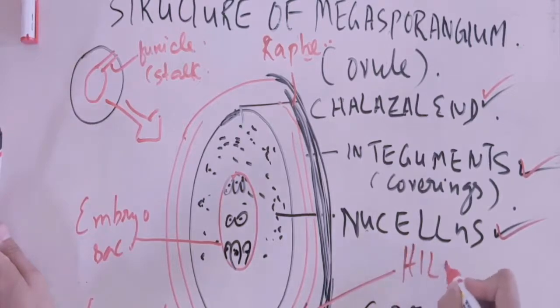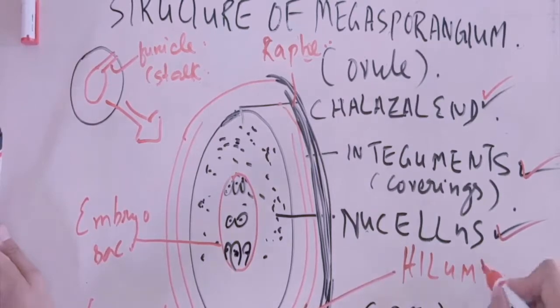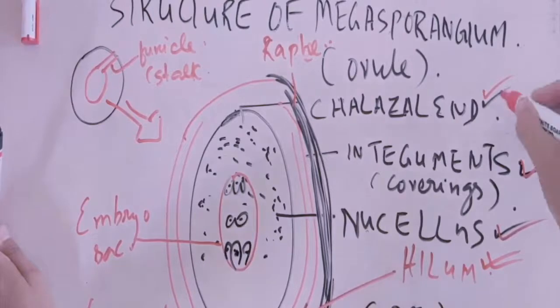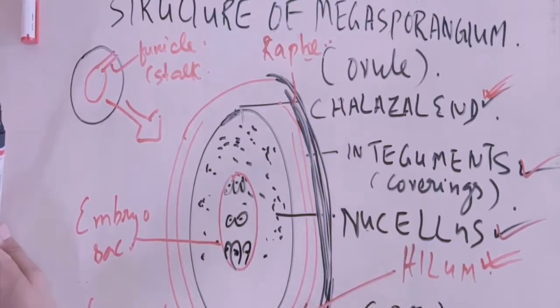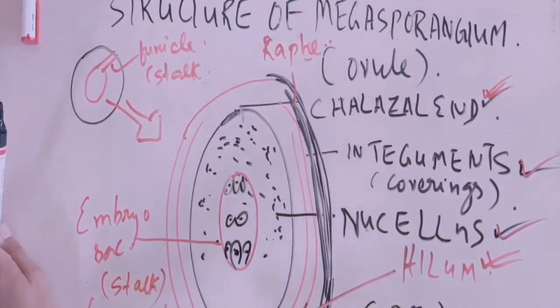So these are the few important points in the structure of ovule. Ovule structure draw what it's a high thing. Take a diagram and do the labeling. Let's repeat: what is funicle? That is a stalk, the stalk of an ovule. Funicle is a stalk of an ovule.